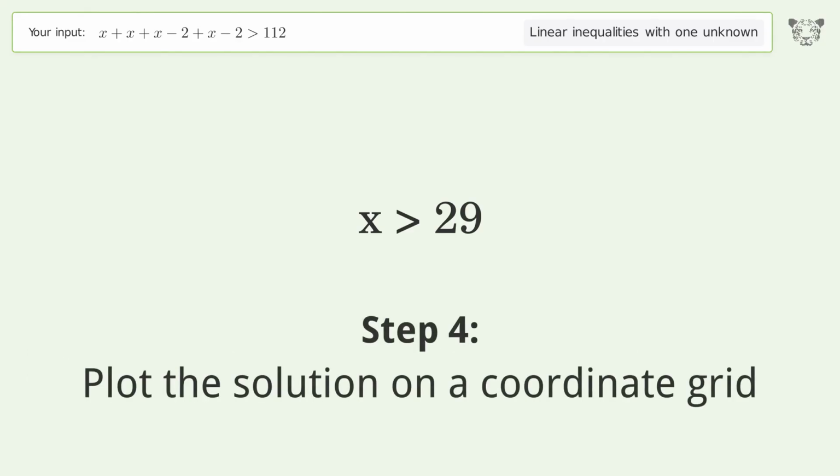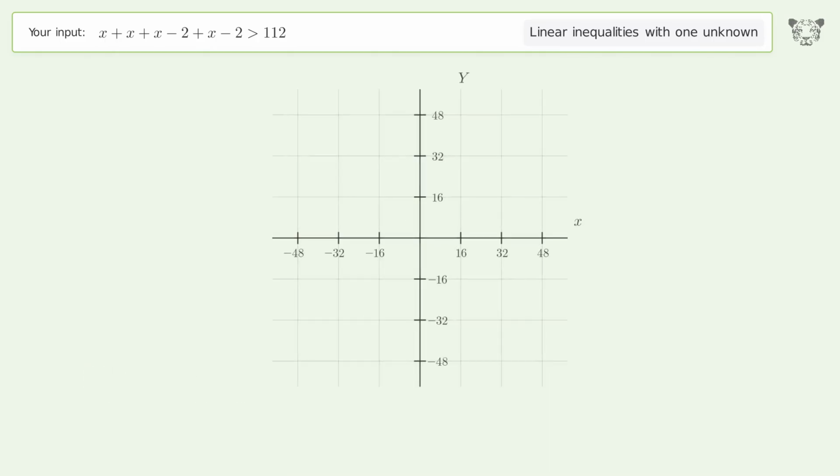Plot the solution on a coordinate grid. And so the final result is x greater than 29.